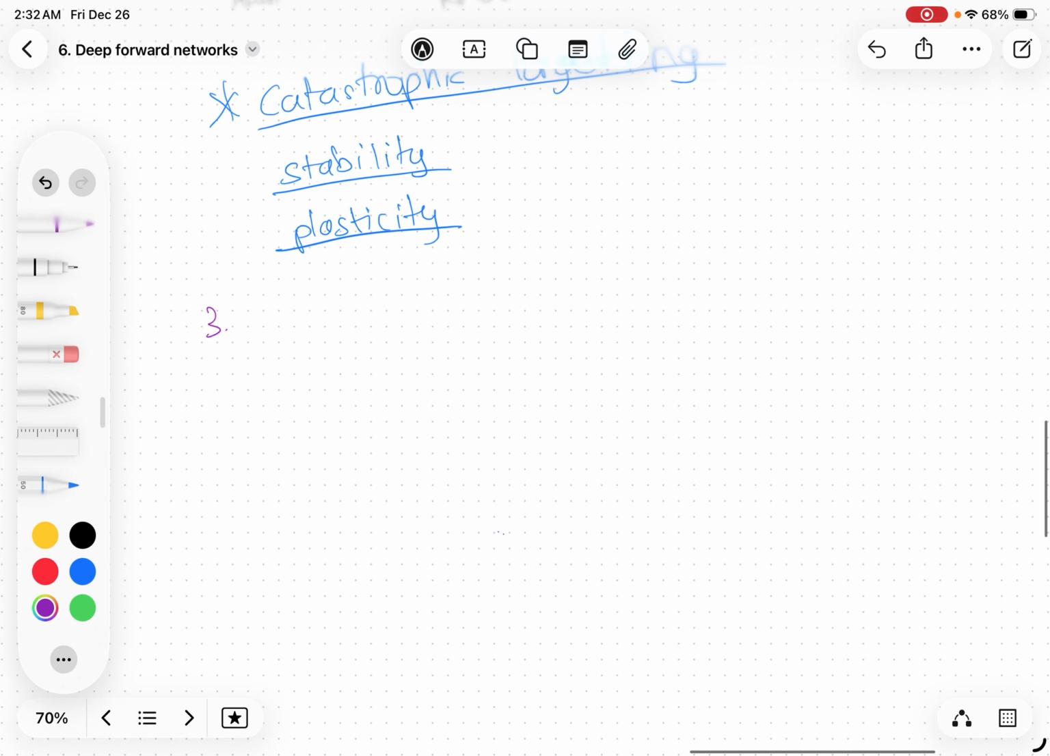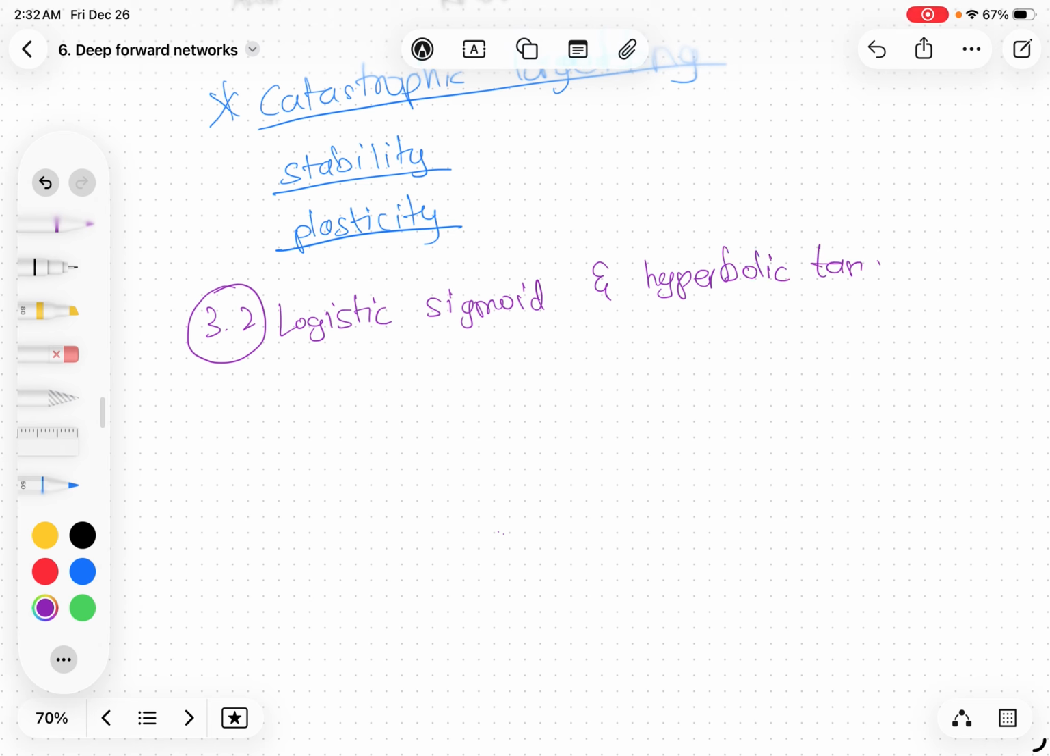Point two, logistic sigmoid and hyperbolic tangent. The widespread saturation of sigmoidal units can make gradient-based learning difficult, which is why their use as hidden units in feedforward networks is now discouraged.